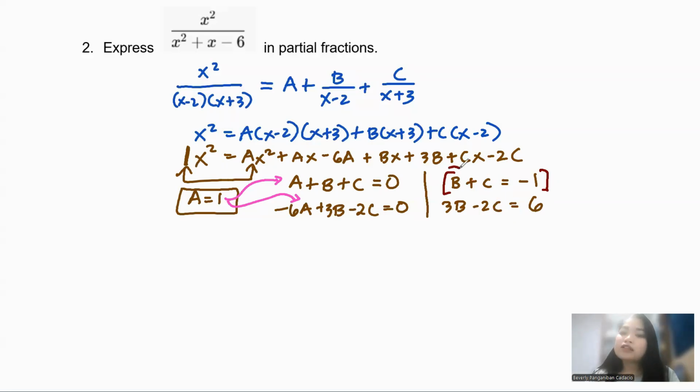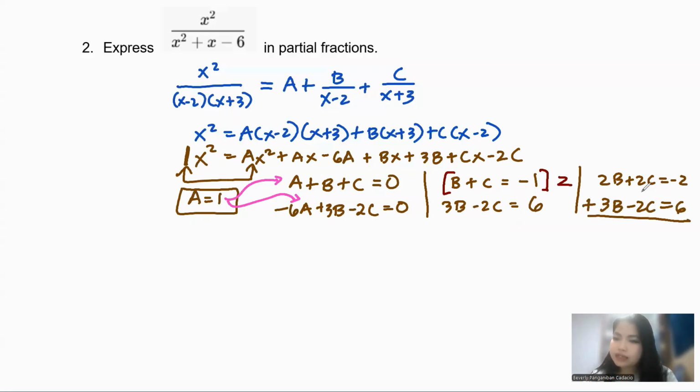But if you want to cancel this, then you need to multiply it by 3. Okay, I'm going to go with canceling my C. So I will multiply everything by 2, and therefore it will become, I'm just going to write it here again. So it will become 2b plus 2c is equal to negative 2, and the other one will be just the same because we're not changing anything. Now I will be adding.